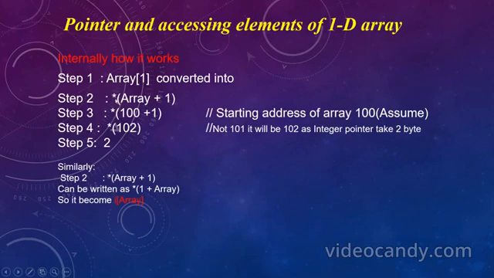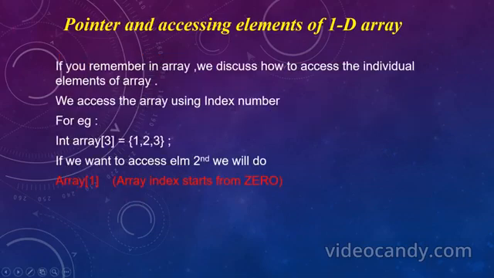Then this star means value at. If the address of the array is 100, then it is replaced as star of (100 plus 1). Here 1 is the index number, it's not numerical addition. If you have any doubts, go to the part 1 topic on how pointers are incremented and decremented. So 1 means its index. If an integer takes 2 bytes, it becomes 102 and star. So 102 is the address and star means value at the address. So 2 will be printed here.